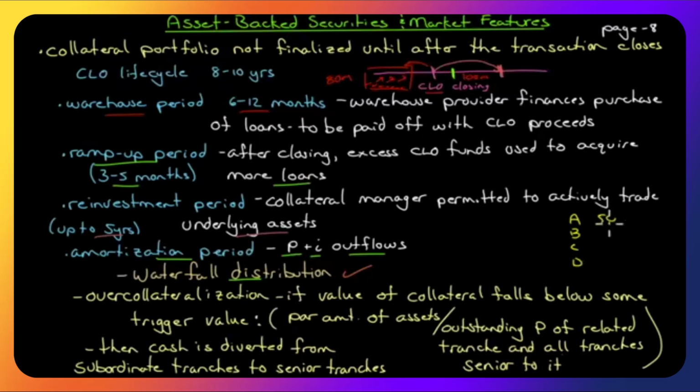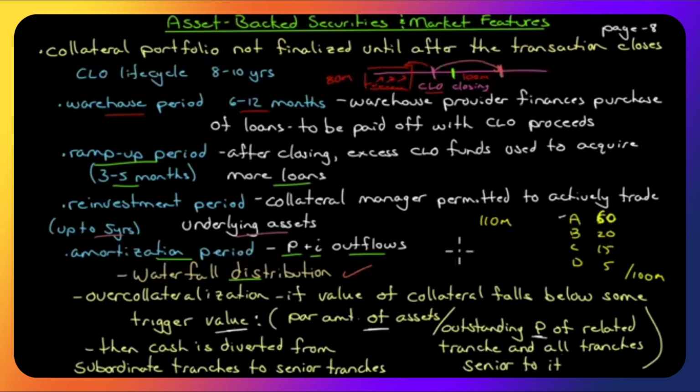Tranches, let's say 60, 20, 15, and 5 for a total of 100, and the collateral has a par value of 110 million. So we're over collateralized by 10%. And the over collateralization test is as follows. If the value of the collateral falls below some trigger value, whatever trigger value we set up, this is the formula we'd use: par amount of assets divided by the outstanding principal of the related tranche and all tranches senior to it. That sounds like a lot, but just follow me on this.